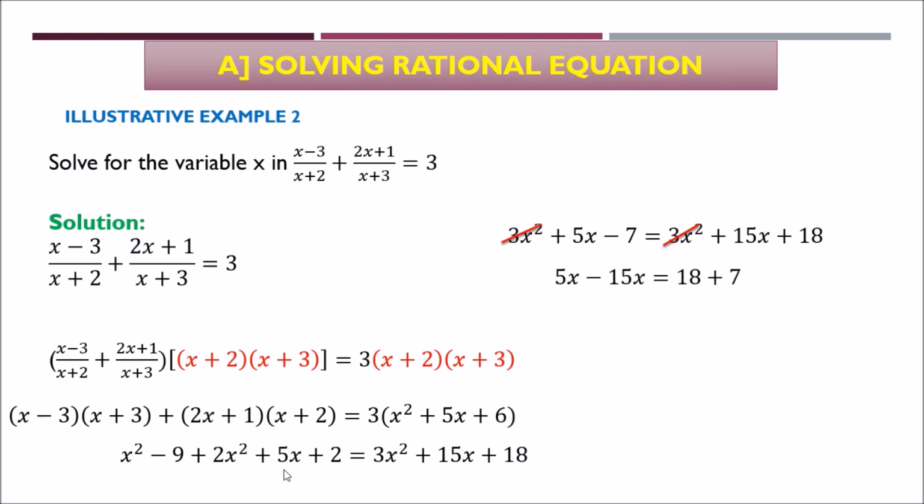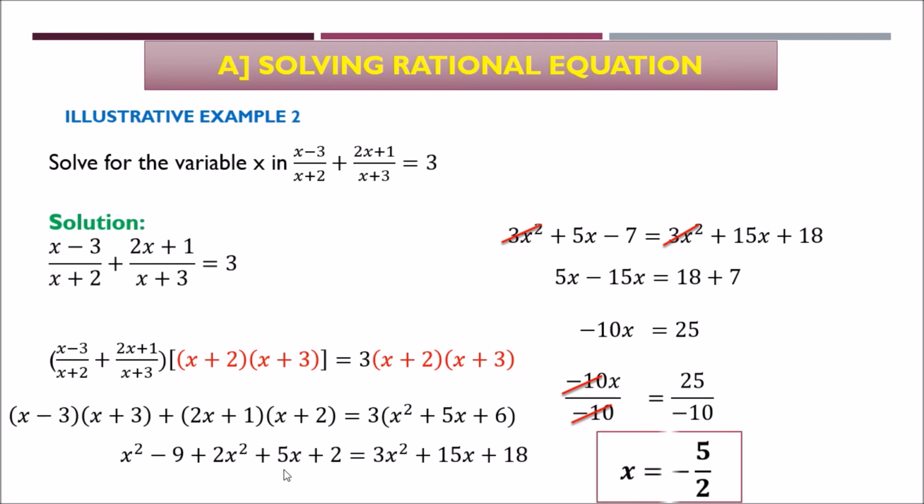Then what we have now is 5x minus 15x equals 18 plus 7. Then simplify, and that will give us negative 10x equals 25. Then we want to isolate x, so we will divide both sides by negative 10. There, we can eliminate negative 10, and our final answer is x equals negative 5 halves. And that's it about solving rational equations.